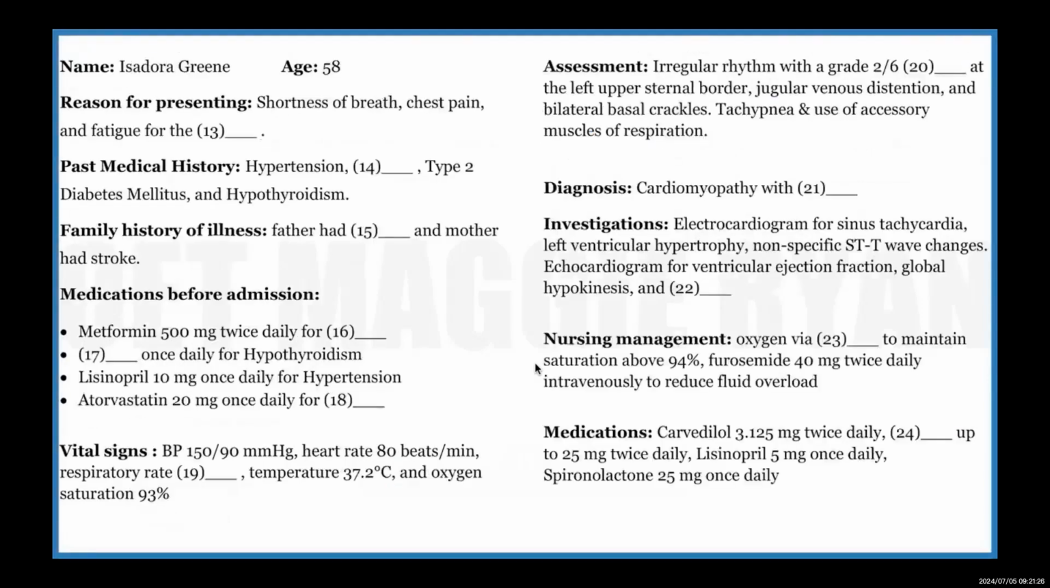Extract 2, questions 13 to 24. For questions 13 to 24, complete the notes with a word or short phrase that you hear. You now have 30 seconds to look at the notes.